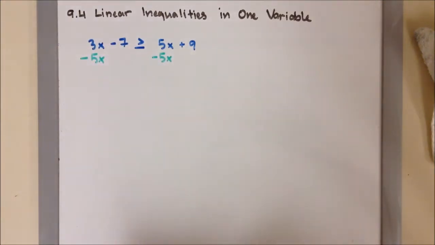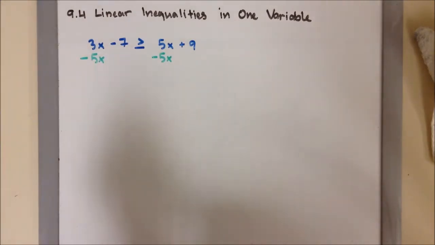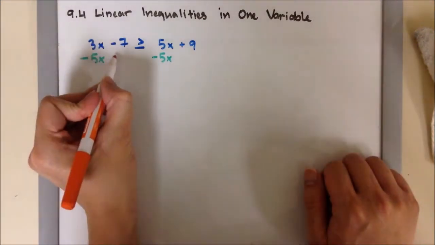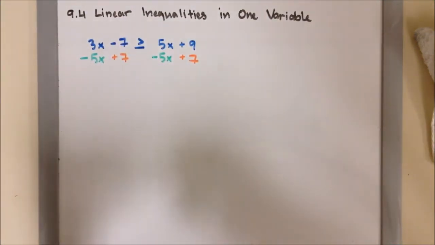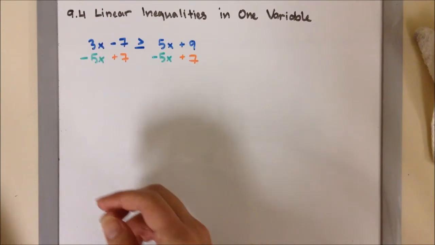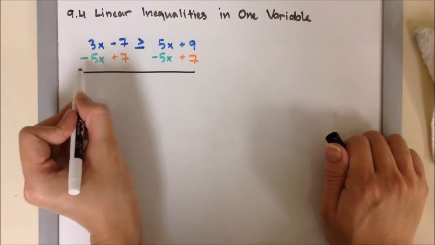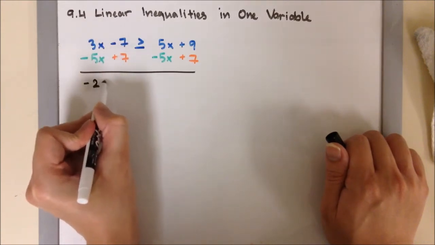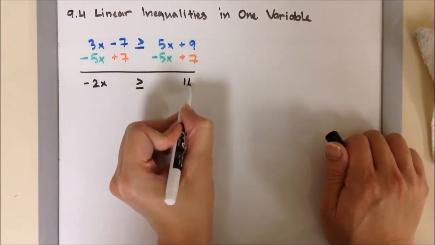And since I'm getting all my variables on the left side, that means on the right side my numbers have to be there. So if I look on the left side, I see that I have my number minus 7, or negative 7. So I'm going to cancel that out. I'm going to add 7 on the left and then add 7 on the right. So basically I'm doing two steps at once. So 3x minus 5x, that would be negative 2x, greater than or equal to 9 plus 7, that is 16.